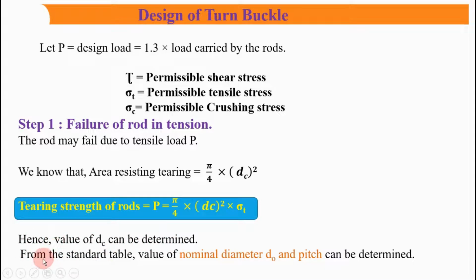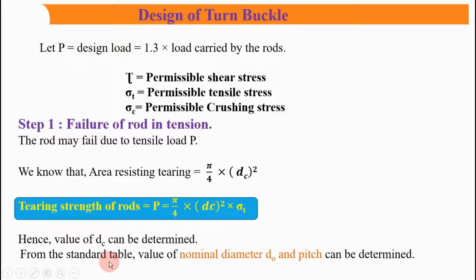Now a very important statement is written here. Please pay your special attention over here. From the standard table, the value of nominal diameter DO and pitch can be determined. After determining the value of DC, what the standard table is and how we can find the value from it, we are going to see in the numerical video, don't worry. The details about the standard table and how we can find the value of DO from this value of DC, we are going to see in the numerical.